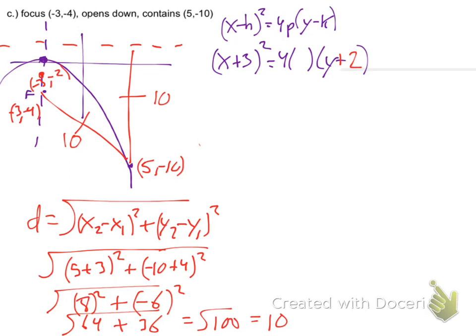But wait a minute. P is that short little distance between those two. How far did I go in P? 2. But it opens down, so it's not 2, it's negative 2. So 4p would be negative 8. So it would be x plus 3 squared equals negative 8 times y plus 2, and you're done. Obviously, graph it with all the information that's truly there.